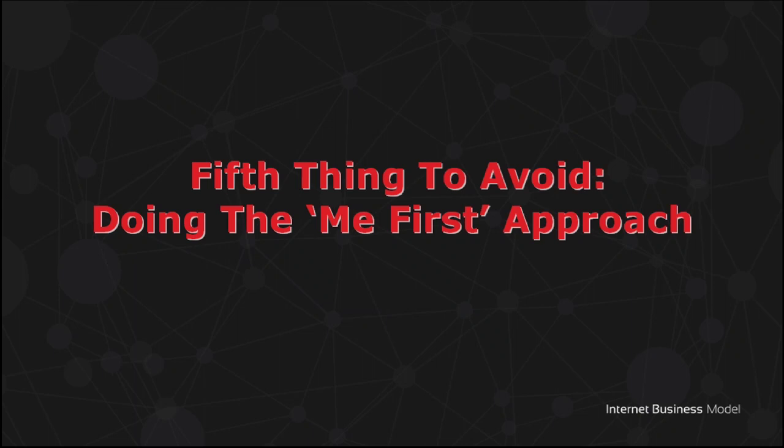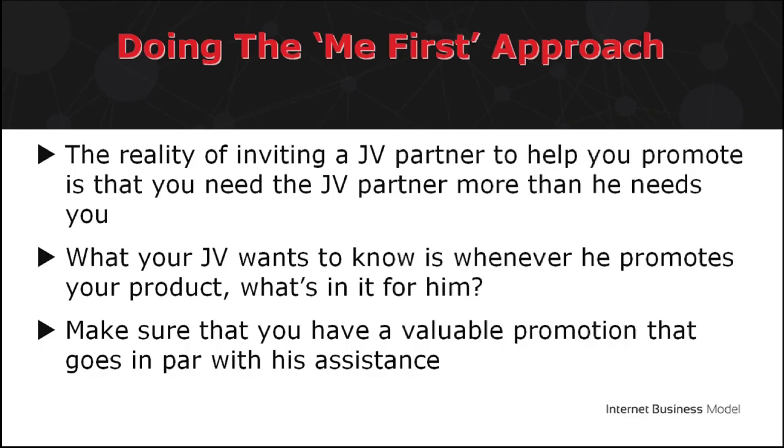The last thing to avoid is doing the me-first approach. This is one of the most ineffective approaches. The reality of inviting a JV partner is that you need the JV partner more than he needs you. What your JV wants to know is whenever he promotes your product, what's in it for him. So ensure that both of you have a promotion that requires more or less the same effort from each other to keep things in balance. These are the top 5 things to avoid when striking up potential JV partners. To make things easier for you and your JV partners, offer to do all the work so they can focus on what they do best, bringing in sales for you.